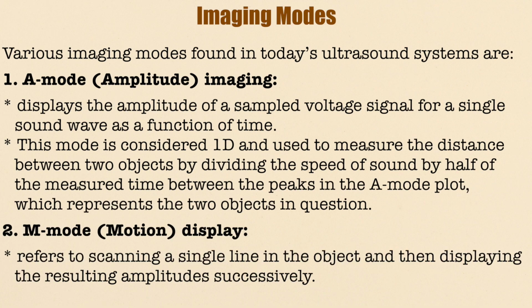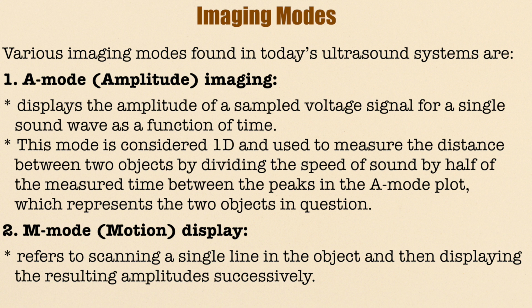Various imaging modes found in today's ultrasound systems are: first, A mode, which we call amplitude imaging. It displays the amplitude of a sampled voltage signal for a single sound wave as a function of time. This mode is considered one-dimensional and is used to measure the distance between two objects by dividing the speed of sound by half of the measured time between the peaks in the A mode plot, which represents the two objects in question.